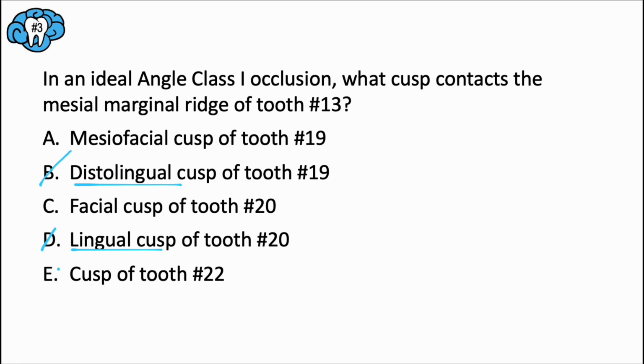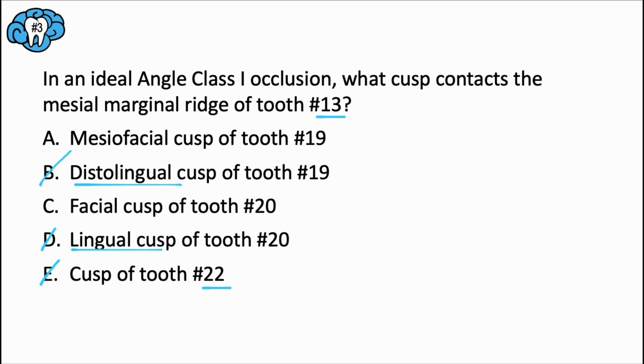We can also rule out E because it doesn't follow our rule where teeth that touch add up to 33 plus or minus 1. 13 plus 22 is equal to 35, which is not between 32 and 34. So we can rule that out as well, and we're left with A or C, both of which are functioning cusps. They're both facial cusps of lower teeth.